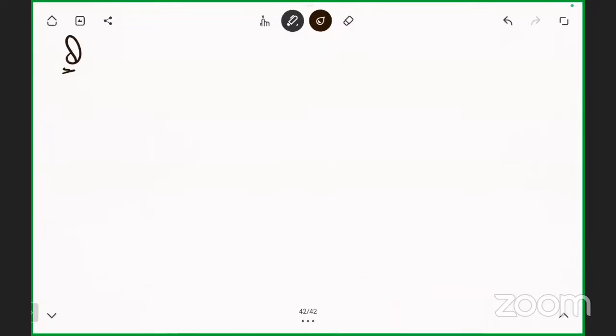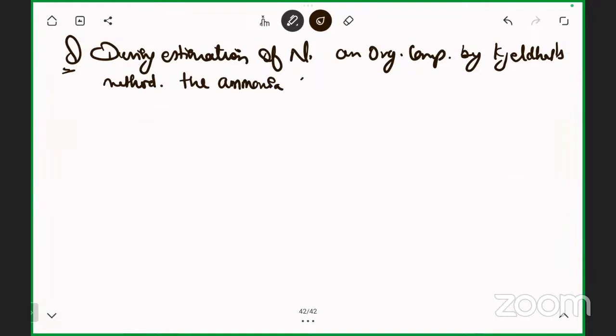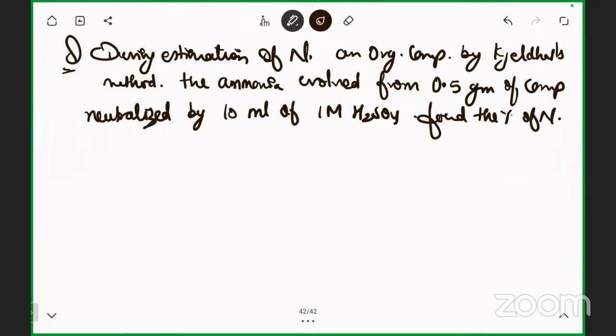Question is: during estimation of nitrogen in an organic compound by Kjeldahl method, it must be mentioned in the question, the ammonia evolved from 0.5 gram, this is the mass of organic compound, 0.5 gram of compound neutralized by 10 ml of 1M H2SO4. Find the percentage of nitrogen.